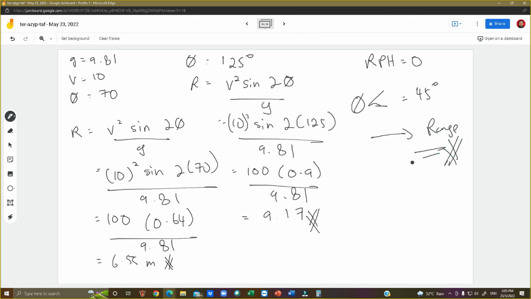Ini cara untuk kita prove lah. Okay, how we want to prove that 45 degree is the best angle. Okay, dia dah bagi, cuma sini saya nak tunjuk kamu play around with the numbers and then you can see first hand what is going to happen if we change the numbers to less or more than 45.